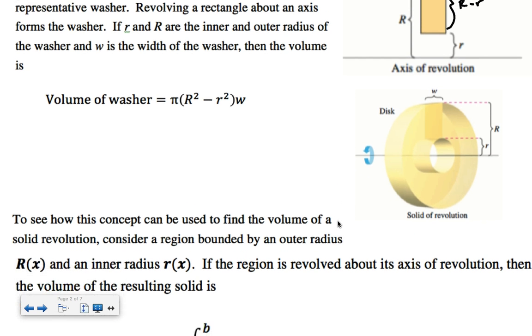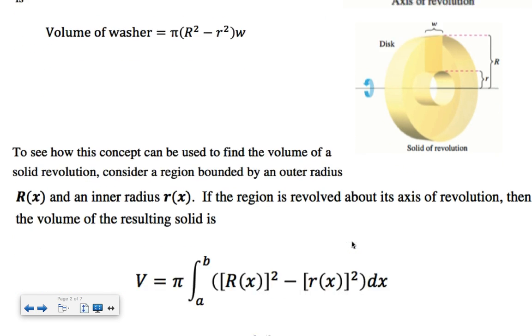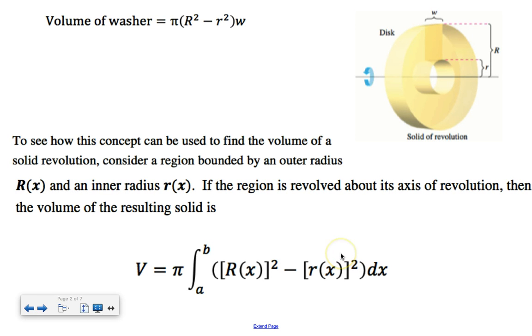And to see how this concept can be used to find the volume of a solid of revolution, consider the region bounded by the outer radius big R of x and an inner radius little r of x. If the region is revolved about an axis of revolution, then the volume of the solid is now this instead. Before, with the method of disks, the volume would just be pi times the integral from a to b of that radius function squared. But now that we have a hole in the center, we're going to take the bigger radius, big R of x, square it, and subtract out little r of x squared. That's going to give us the volume of the washer, or the volume of a disk with a hole in the middle, with a piece of the center taken out.